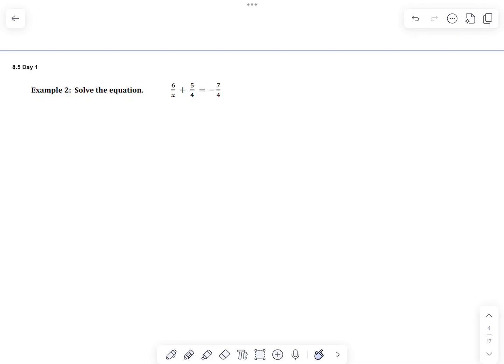All right, next example, we want to find that least common denominator. So here are all of our denominators. And we want to find the LCD. So we get a 4 and an x. That's how it gets all those to cancel out. So 4x is what we're going to multiply all the terms by.